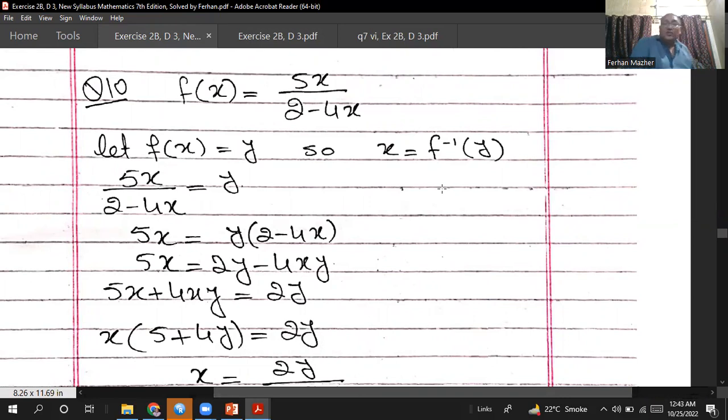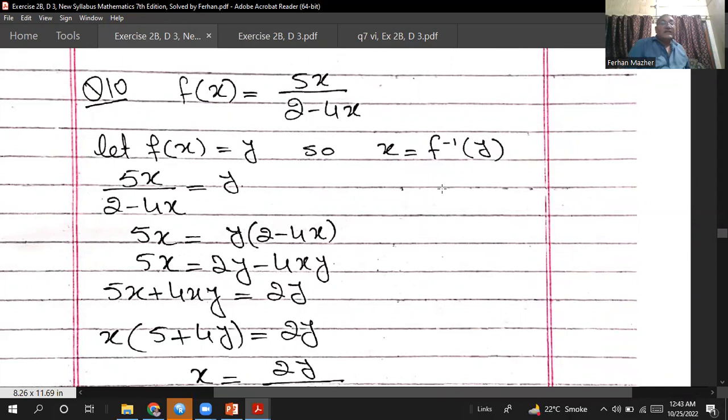So 5x, the whole thing divided by 2 minus 4x equals y. So 5x equals y bracket 2 minus 4x. So 5x equals 2y minus 4xy. So 5x plus 4xy equals 2y.